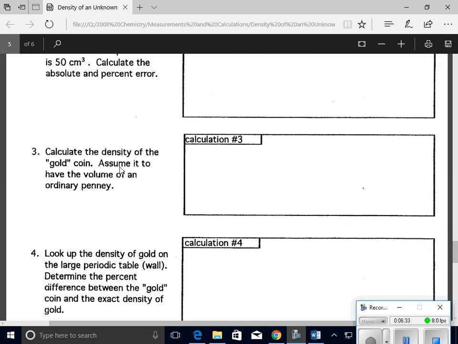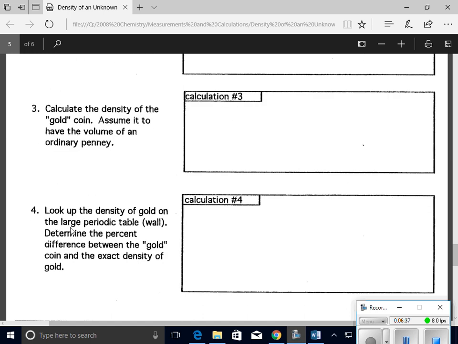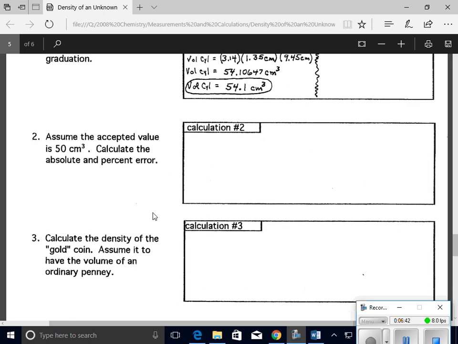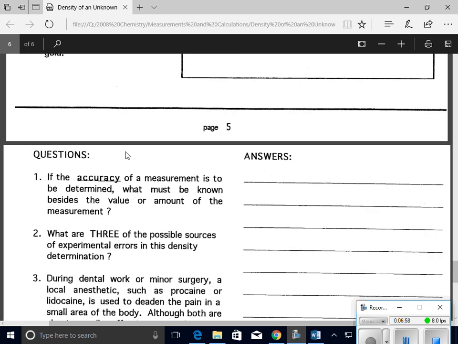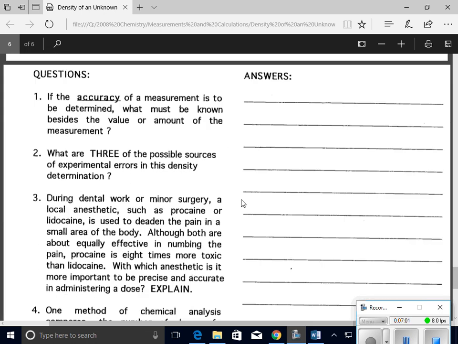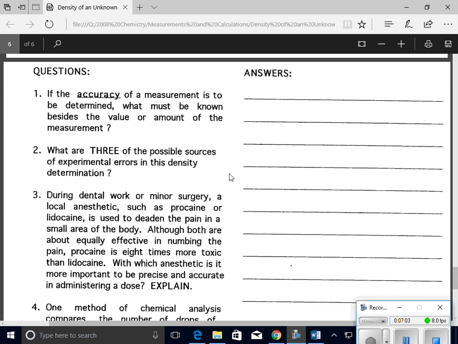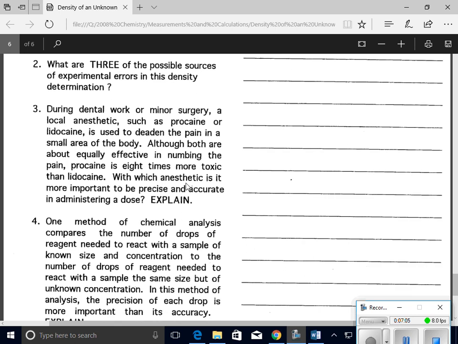Down here you're going to calculate the density of the gold coin, and then you're going to use the periodic table. You're going to get the accepted value for your gold penny as the density off of your periodic table. I gave you 2 different periodic tables. They're the same. Just get the density of the gold penny from that periodic table. After you've done those 4 calculations, you need to answer the questions that we have here.